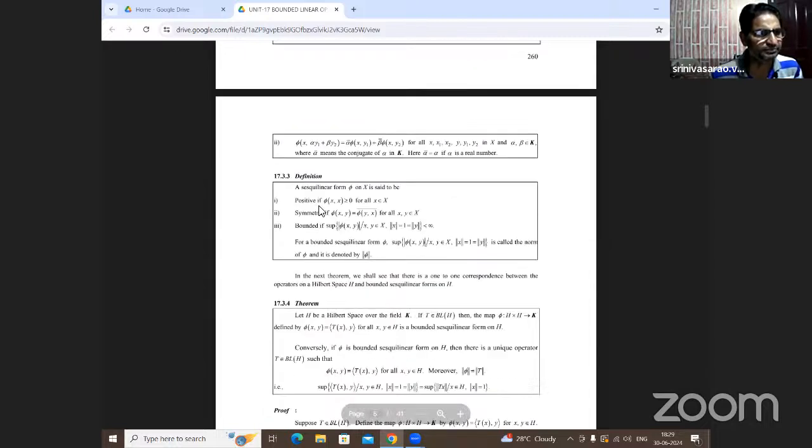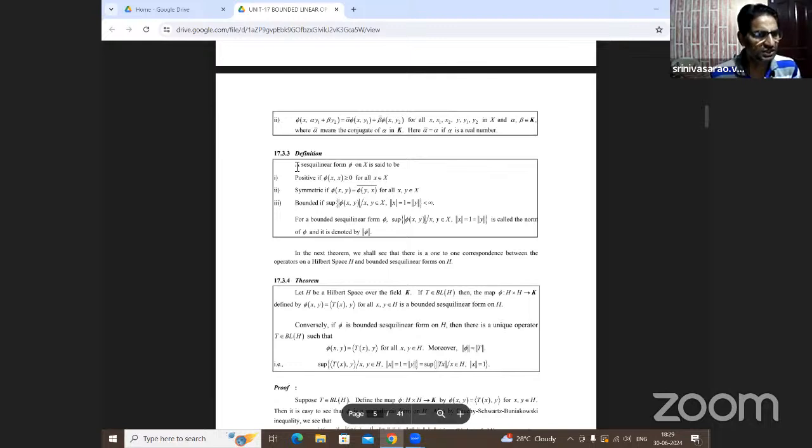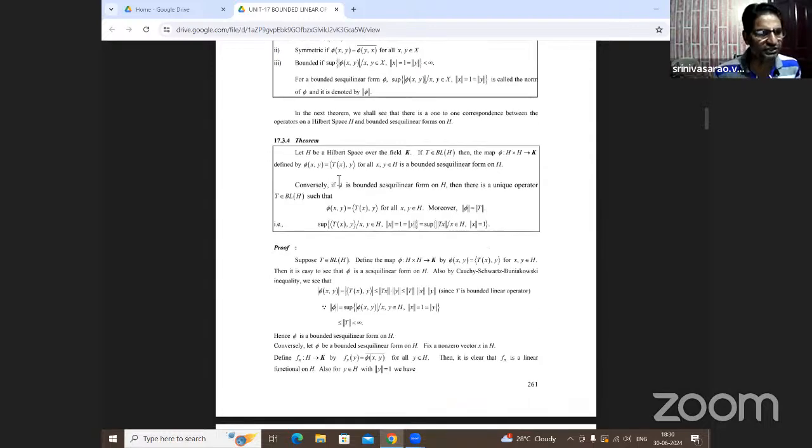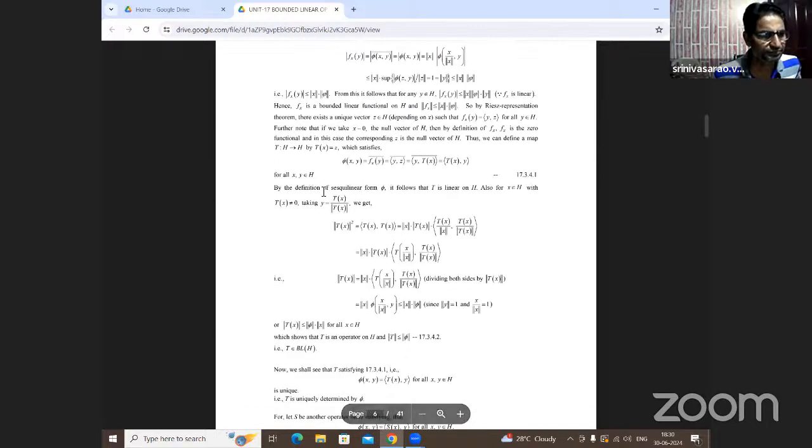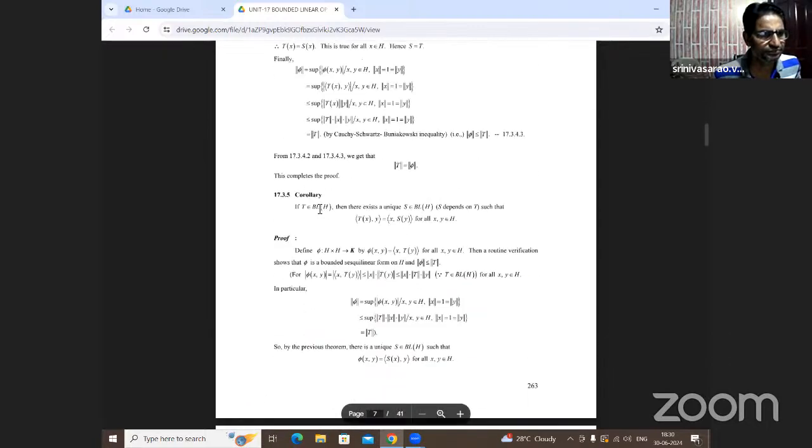17.3.2 definition. Now these are very important in the final examination. 17. Now this is the positive definition, symmetric definition, bounded definition. And according to that, 17.3.4. That is the simple concept.